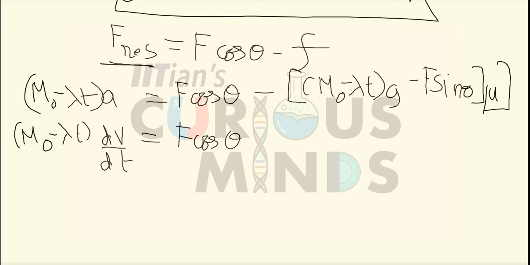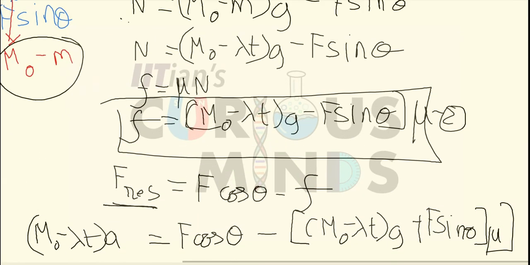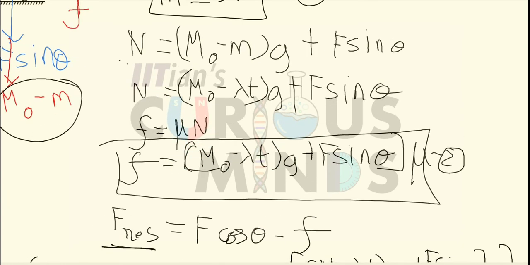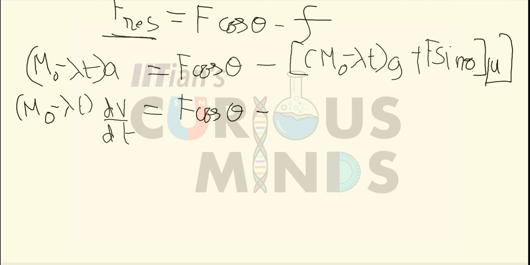Okay, so this will be equal to, since it is in the opposite direction, this will be plus over here, because the total force is acting in the downward direction, not minus. The normal force is plus over here. So now this can be written as F cos theta minus F sin theta into mu will be equal to minus (m naught minus lambda t) into g into mu.